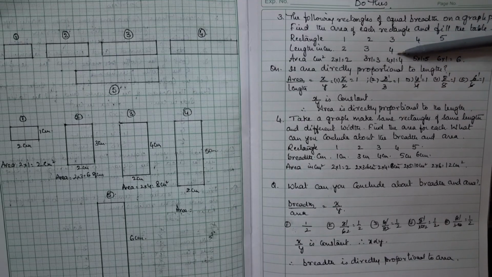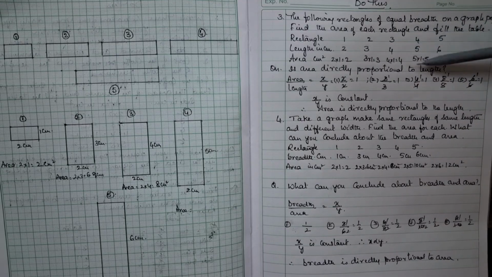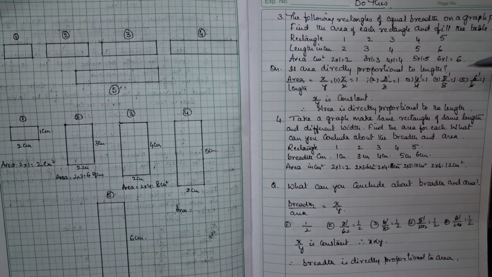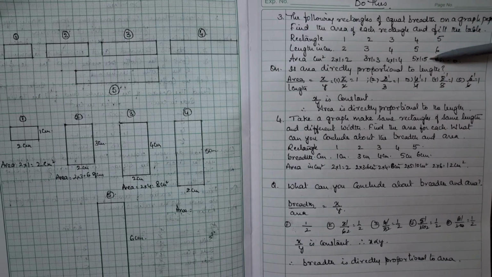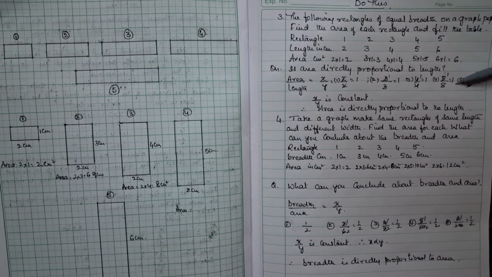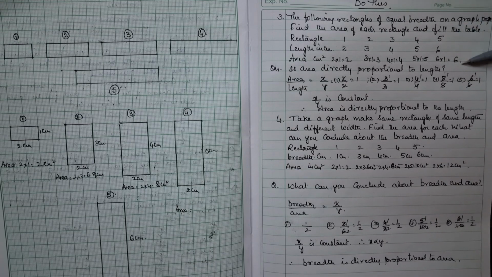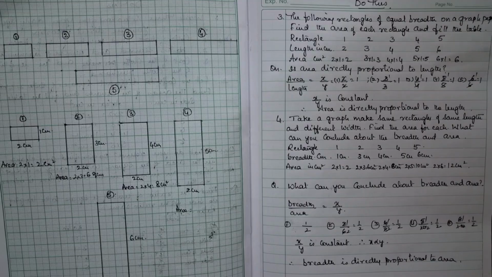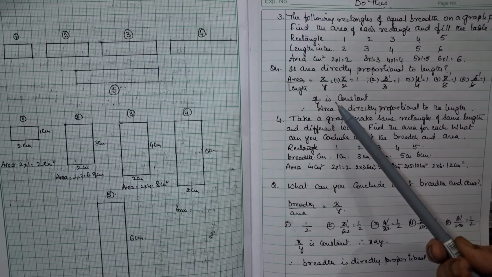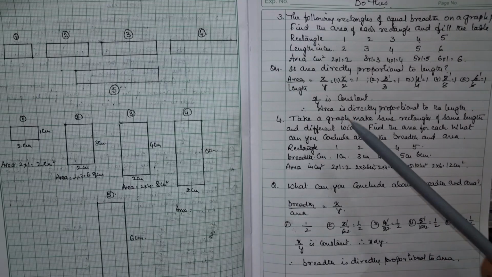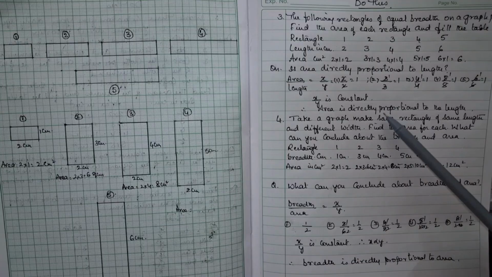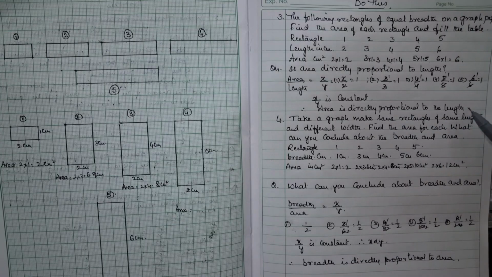Third rectangle, area is 4, length is 4, 4 by 4, 1. Fourth rectangle, area is 5, length is 5, 5 by 5, 1. Fifth rectangle, area is 6, length is 6, 6 by 6, 1. So in all these cases, you are getting x by y as constant. That means area is directly proportional to the length.